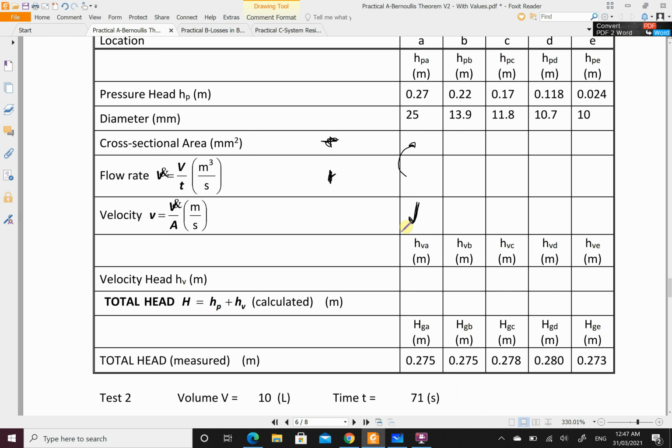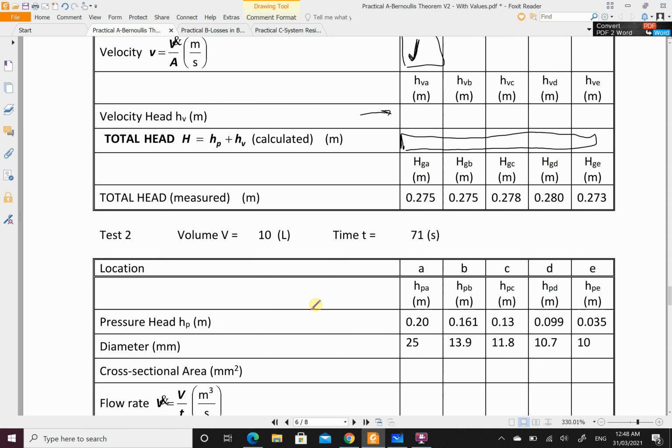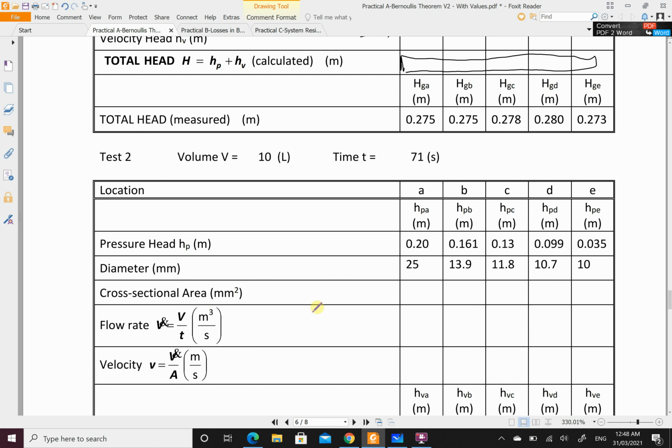Whatever number we have sitting in here, square it, divide it by 2g, that appears along these lines, and then simply add them together. Pressure head, HP, is in this line, and HV we find in this one. Add them together, and you can solve through here. Repeat the same process for test 2.